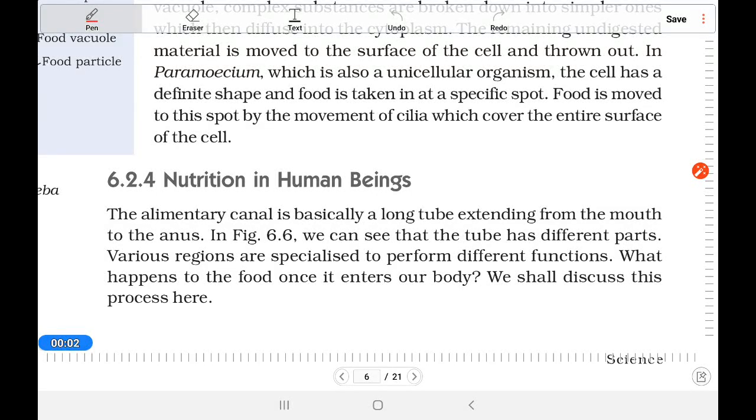Welcome to biology class. This is the second lesson, and today we are going to discuss nutrition in human beings. Already we know about nutrition in amoeba, so it was a very simple process. But in comparison, in human beings it is a very complicated type of nutrition.